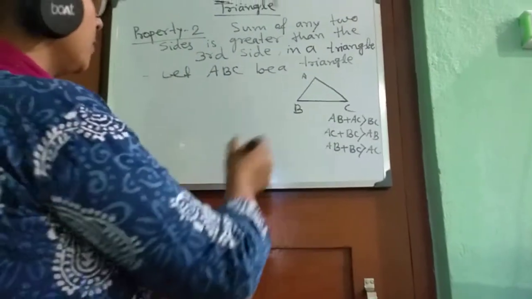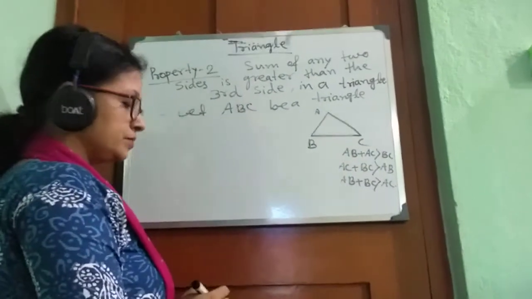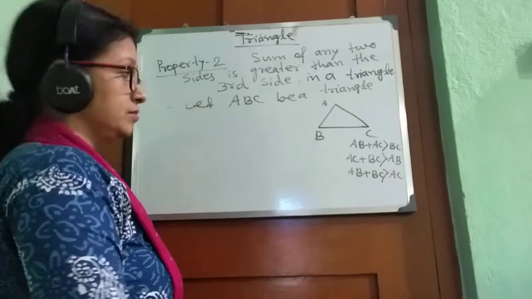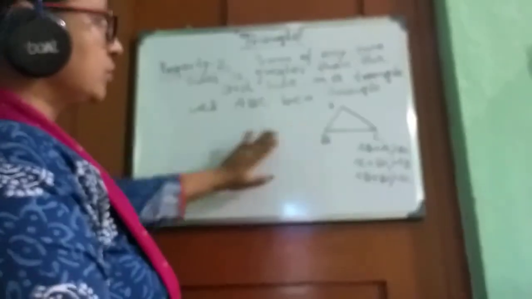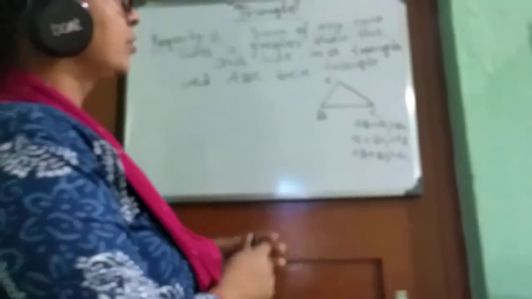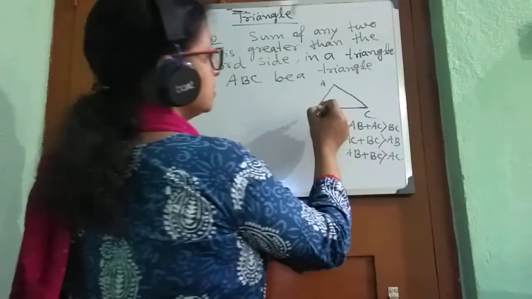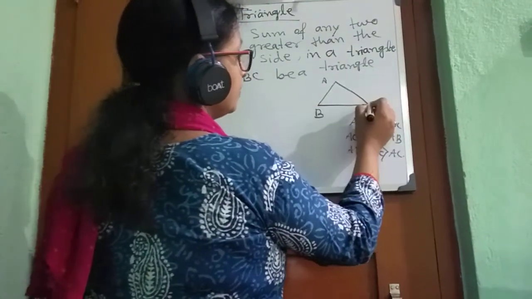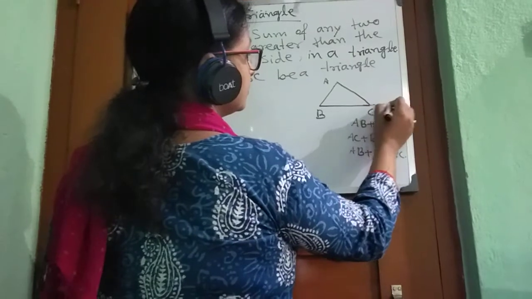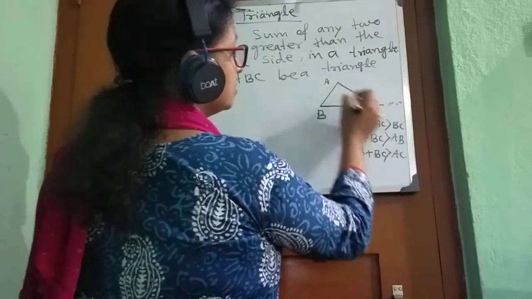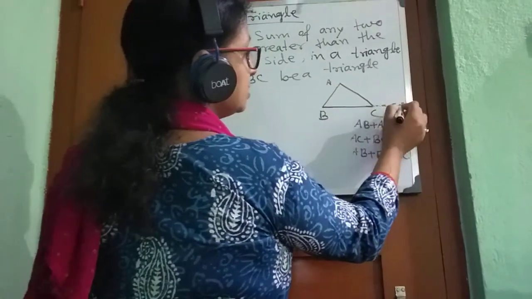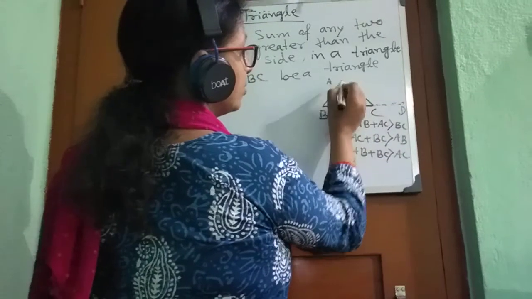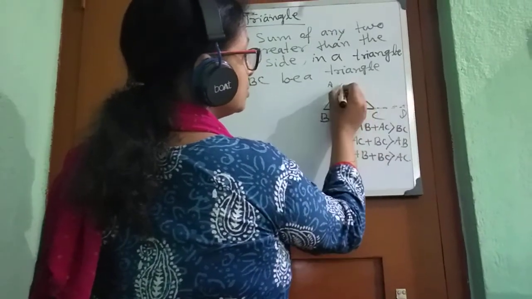Now before the proof, we have to do a construction. Here we will produce the side BC to D in such a way that AC is equal to CD.